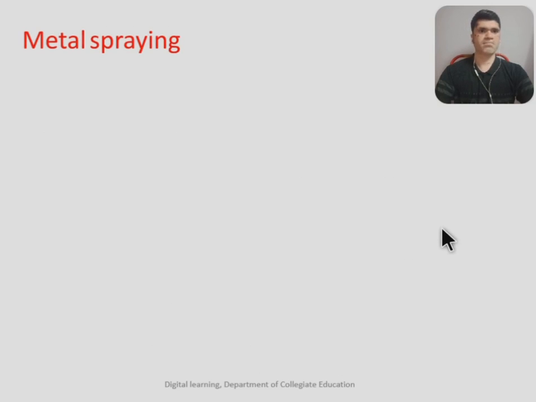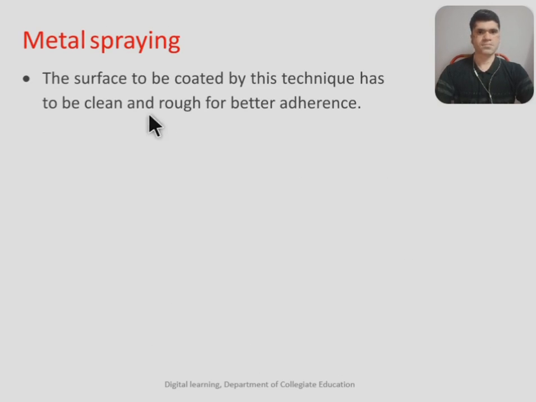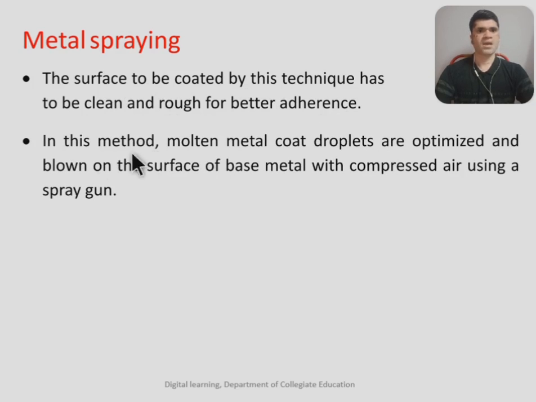Next we will move to metal spraying. The surface to be coated by this technique has to be clean and rough for better adherence. In this method, molten metal coat droplets are atomized and blown on the surface of the base metal with compressed air using a spray gun.